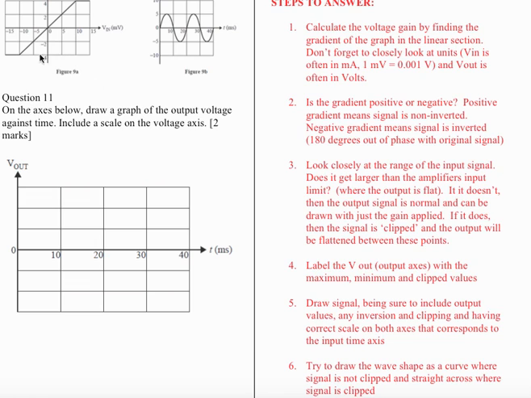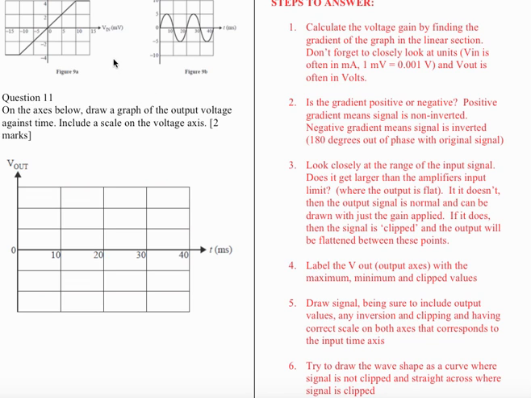The second thing to look at is: is the gradient positive or negative? Is the gradient going in that direction, which is positive, or is it going in this direction, which is negative? In this case, it's going in a positive direction, so the graph is non-inverted. The output signal is non-inverted. If it was a negative gradient going down this way, it would mean that the output signal is inverted, or 180 degrees out of phase with the original signal. And that's important for when you draw the graph later.